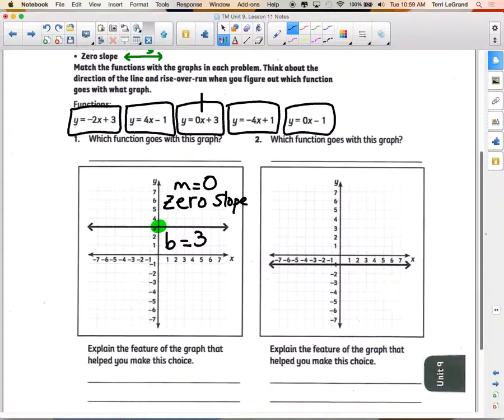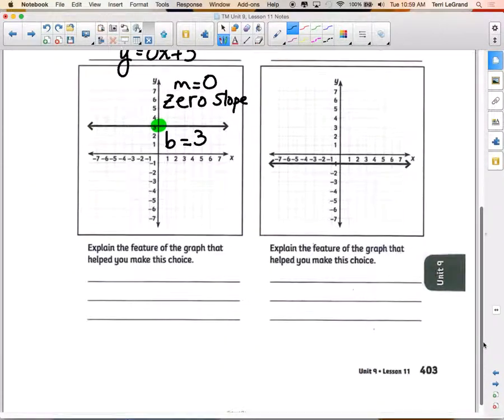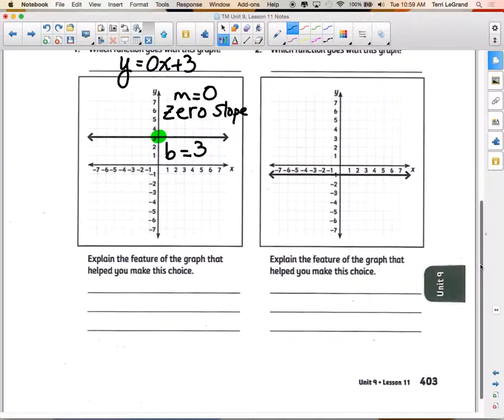She says that one matches our graph number 1. Do you guys agree with her? Okay, let's explain why then. Why is it 0x? So we think it's this one, so let's write it on the line. Y equals 0x plus 3. And why do we think that? Why did you pick that one?